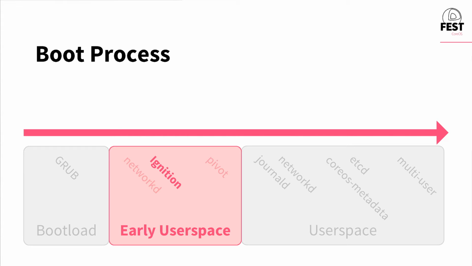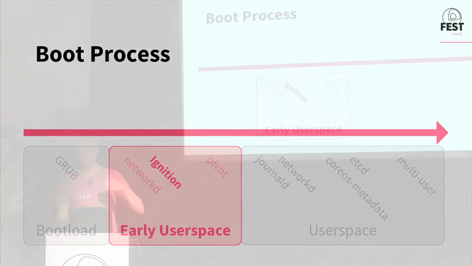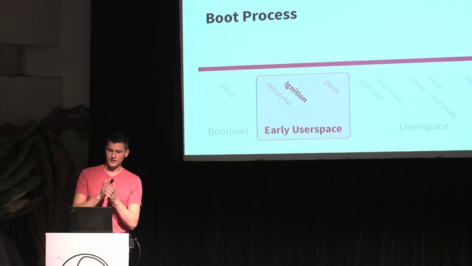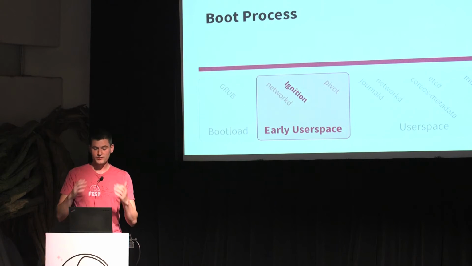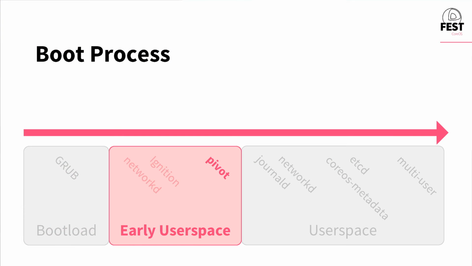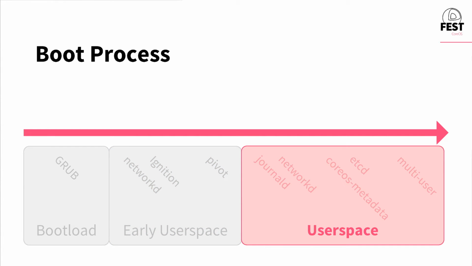And Ignition will potentially use the network to go out to fetch additional configs, to fetch assets, to fetch whatever it needs to. Once it has all that, it'll write everything to disk. And then once it's successfully completed, and only once it's successfully completed, it hands it over to the pivot. The pivot is the last stage in the early user space. And it hands control directly over to user space. Now, this is the point that most of us are familiar with. This is our running system.